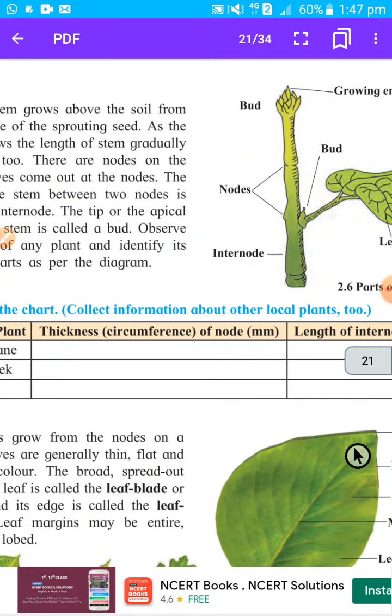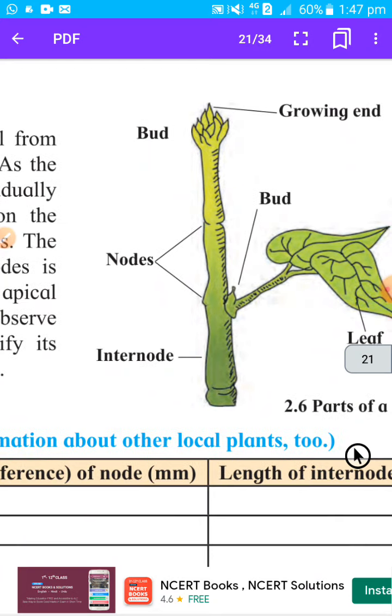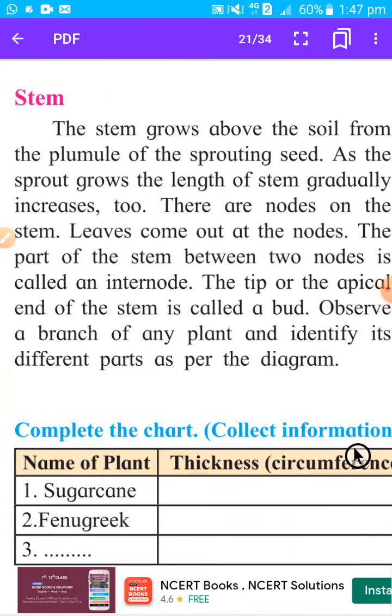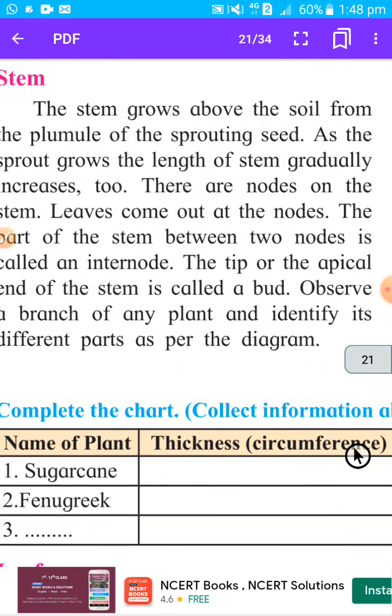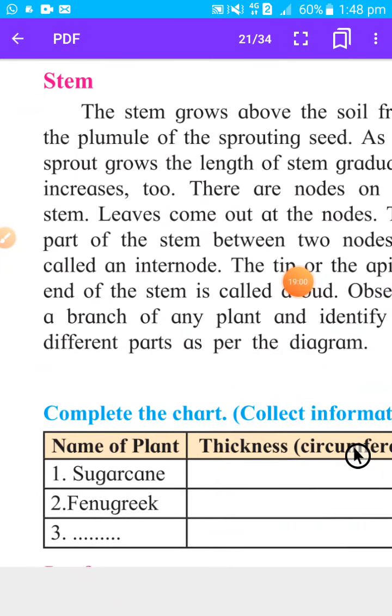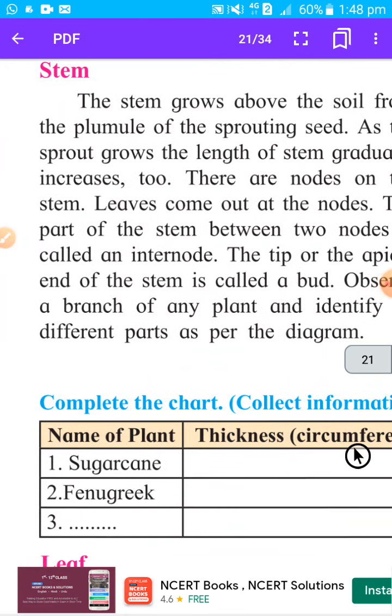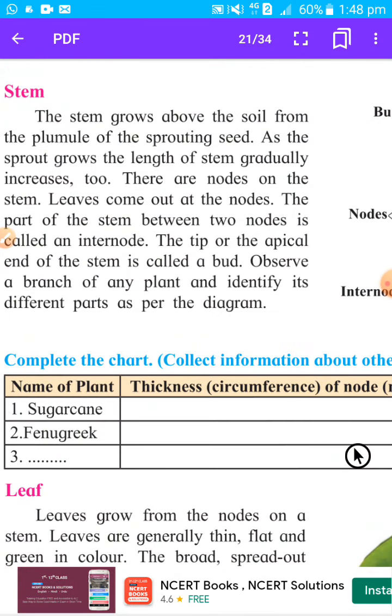As shown in the diagram, you can observe here there is a stem. So let us study the stem. The stem grows above the soil, as all of you know, from the plumule of the sprouting seed. As I have told, from the radicle roots develop, and from the plumule the stem develops. As the sprout grows, the growth of the stem gradually increases. Sprout means germinated seed, so as it grows, the length of the stem also gradually increases above the ground. Gradually means step by step.